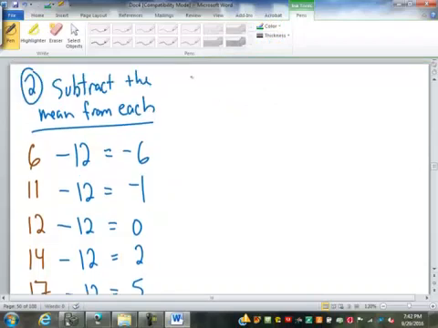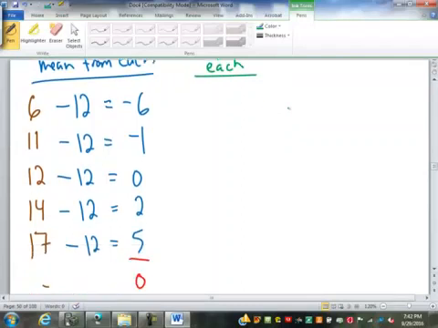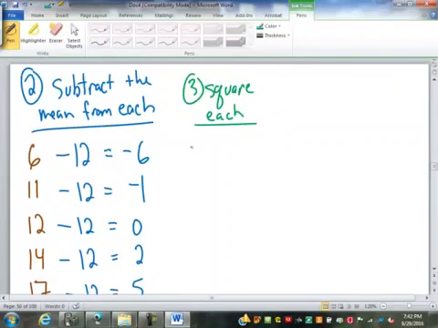The third step is to square each of those numbers. So we do have to be careful here. When you put these in your calculator, negative 6 squared better be positive 36. Anything squared better be positive.